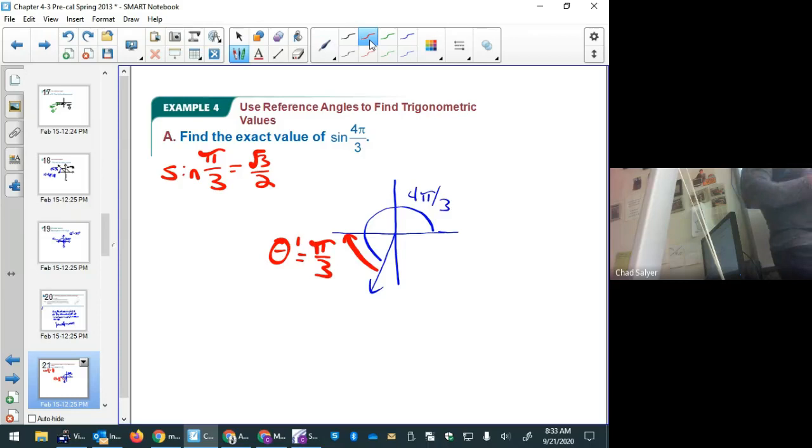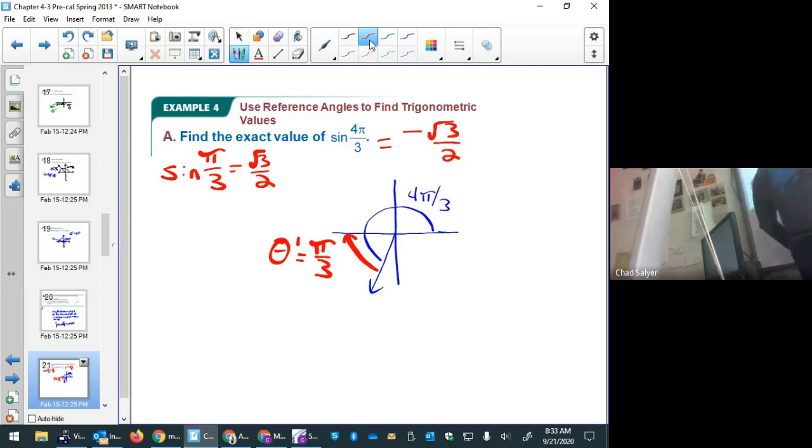But we're in quadrant 3. So in quadrant 3, the x and the y are both negative. The x in this case being the cosine, the y being the sine. It's moot because it's the case for both of them, but it's negative radical 3 over 2.